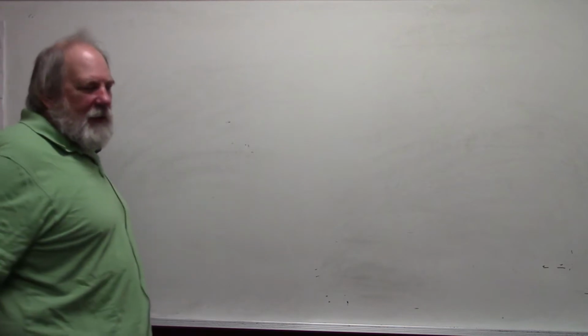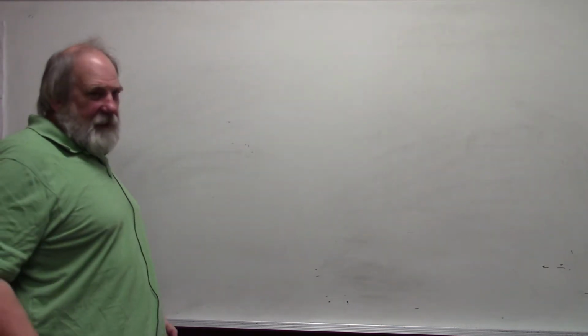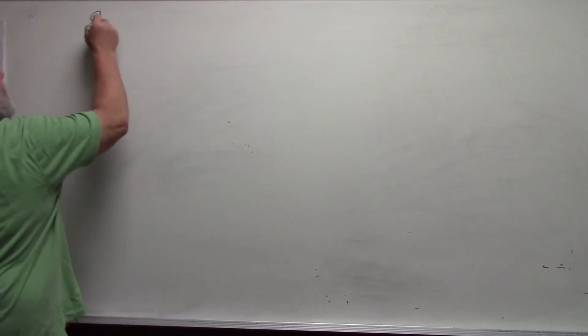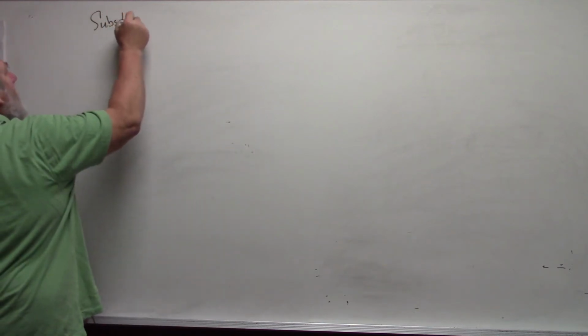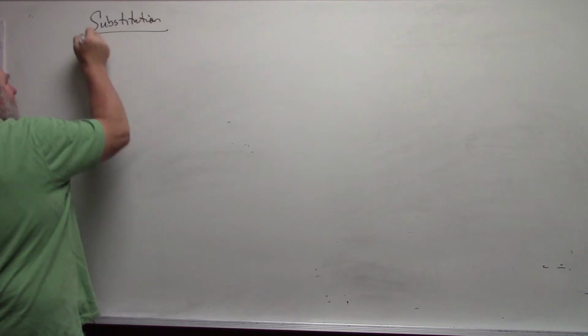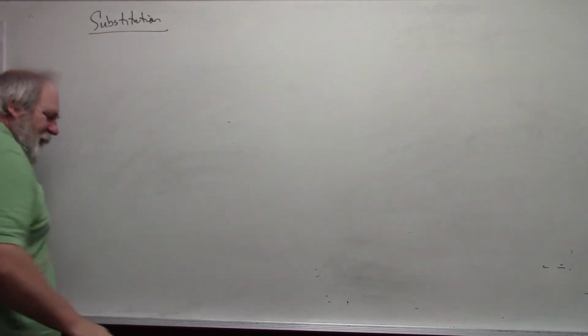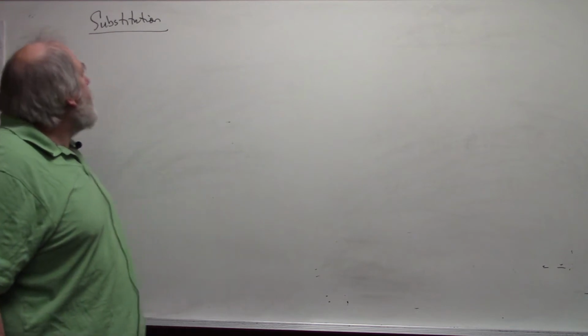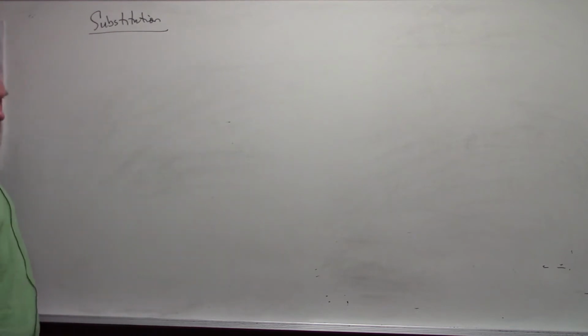Hello. Today we're going to look at a very important concept, a method of finding antiderivatives called substitution. It is one of the most important methods of finding antiderivatives. It's the reverse of the chain rule, and it's used extensively.